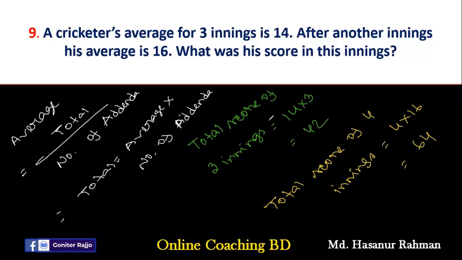Okay. We can easily find out total score of 3 innings, that is 42. And total score of 4 innings, that is 64. Then what is his score in last innings? Very simple, 64 minus 42.